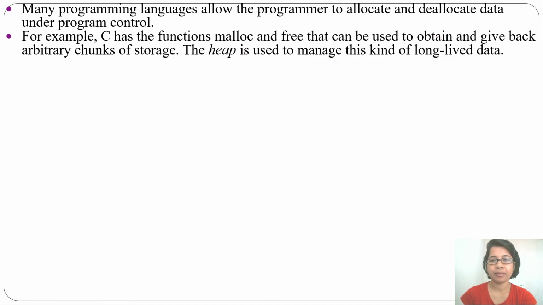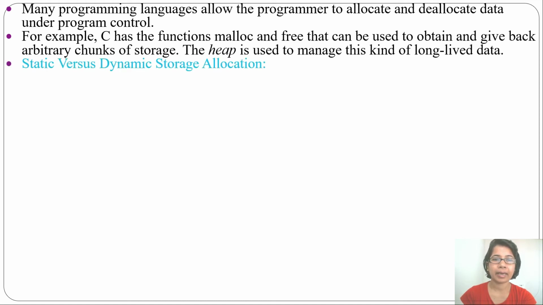The runtime area is divided into four parts. First is code, next is static, next is stack, next is heap. Code contains all the executable code, while static contains all the static data and global constants. Stack contains all the activation records, while heap contains all the long-lived data. Or we can say what we are allocating and deallocating during runtime will be stored in heap.